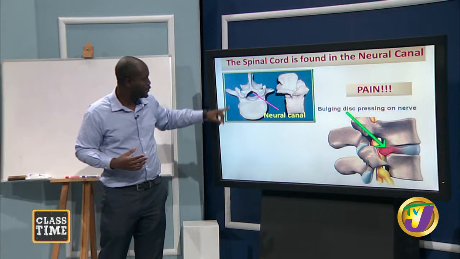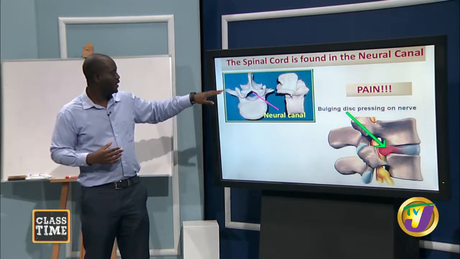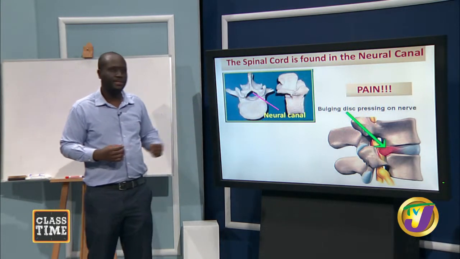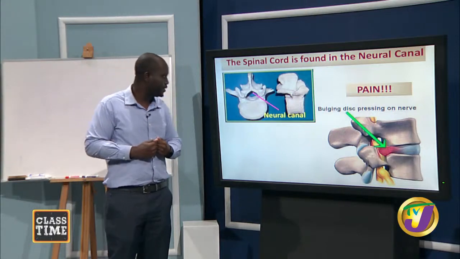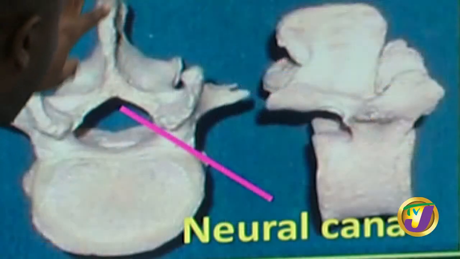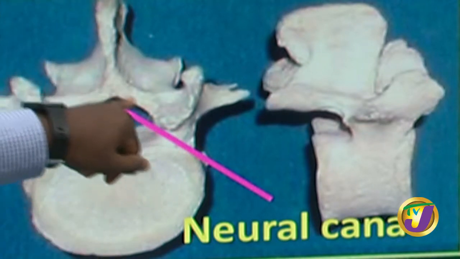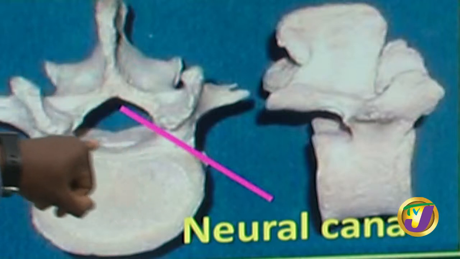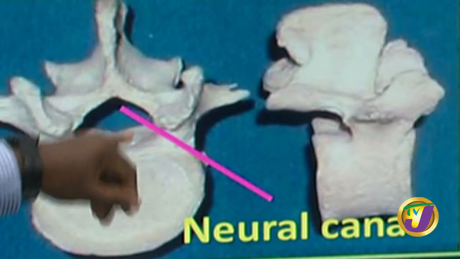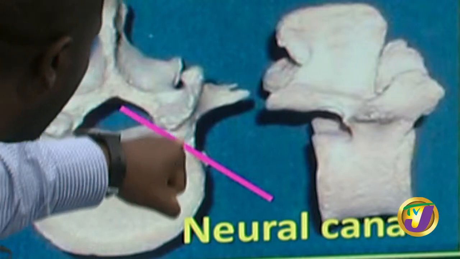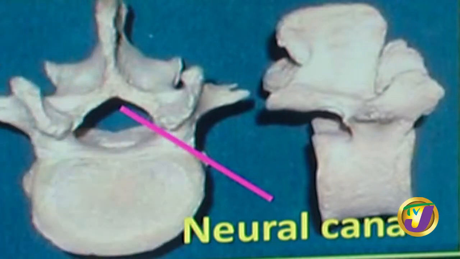So it has a large centrum to support the weight of the body, large transverse processes for the attachment of powerful back muscles, as well as a large and wide neural spine, again for the attachment of powerful back muscles. And see here the neural canal. This is where the spinal cord will pass through. The spinal cord will pass through this and so offer some form of protection.